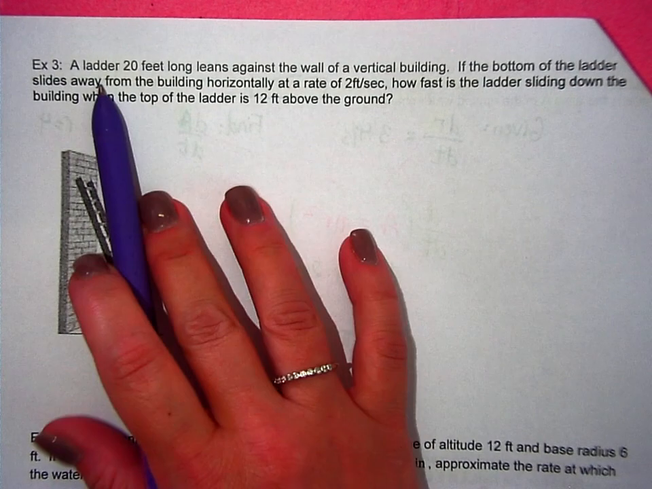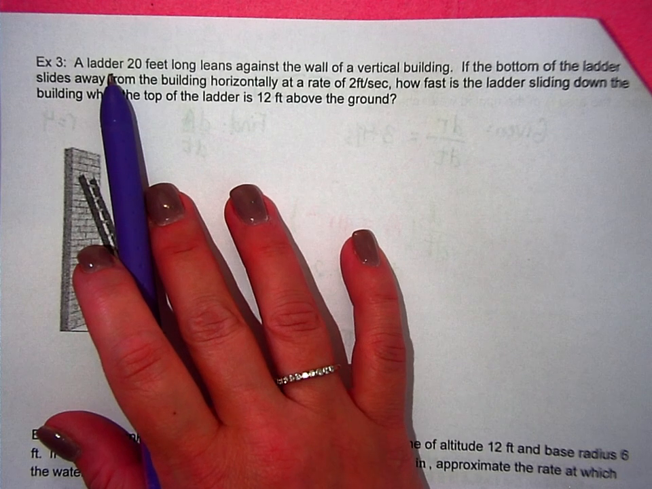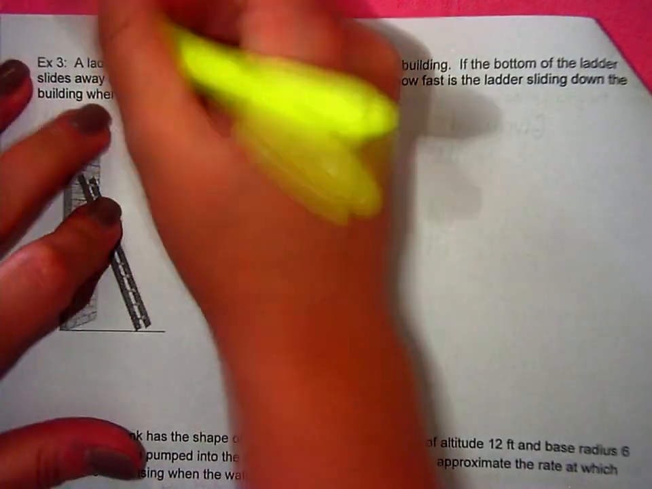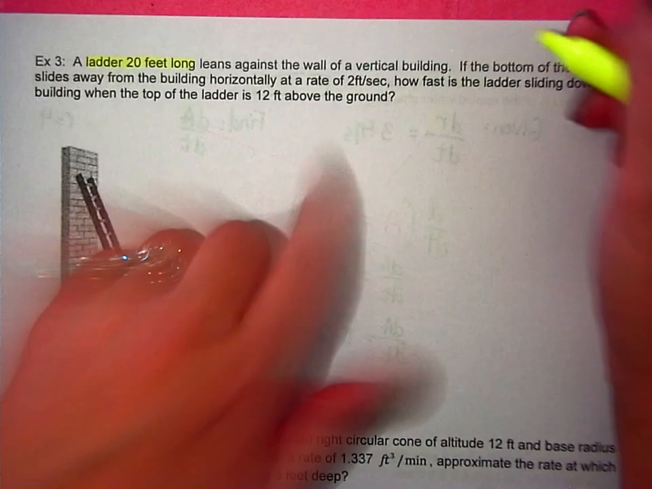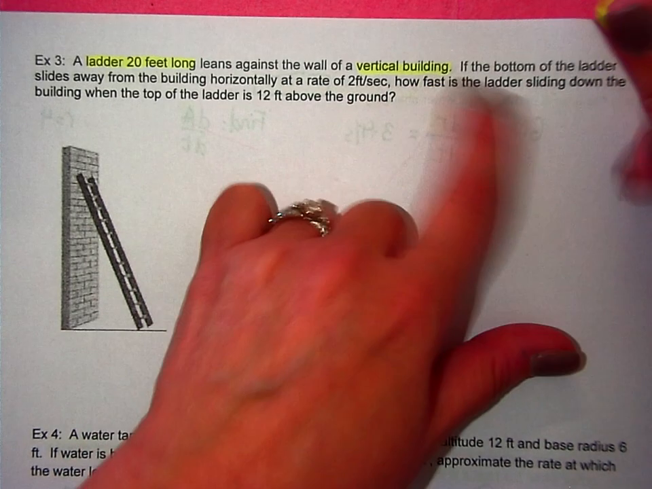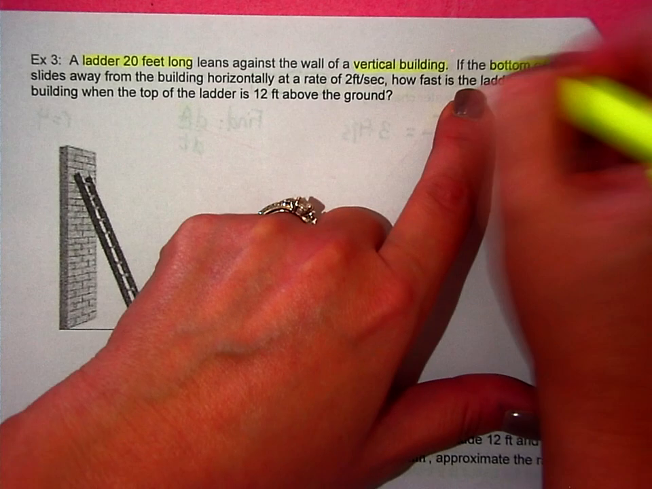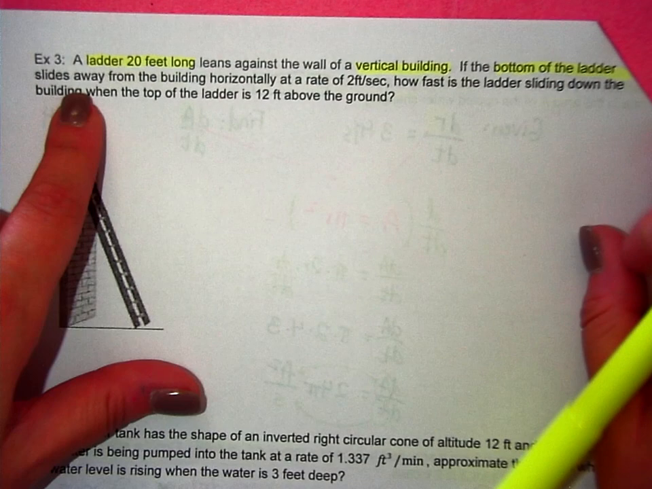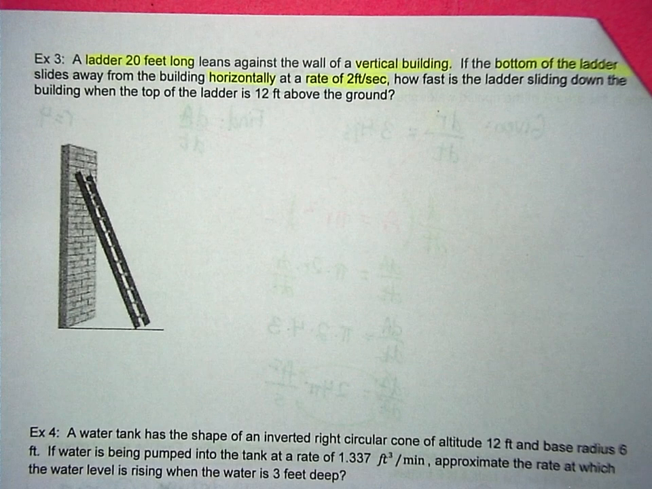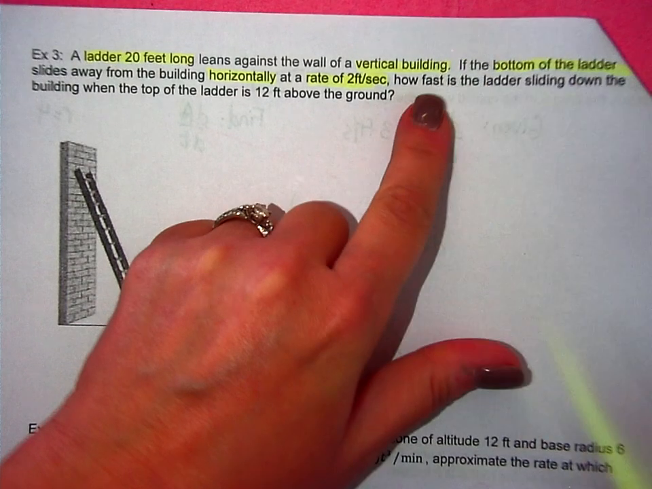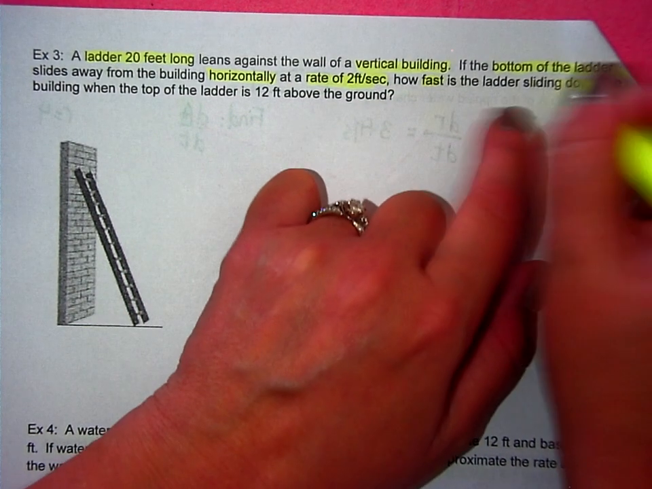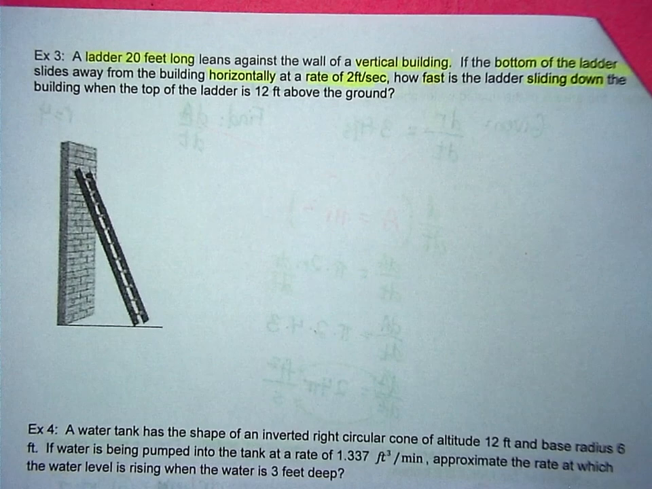We've got that this ladder is 20 feet long. It says that the building is vertical. That's a little bit helpful. Most buildings are. If the bottom of the ladder slides away, okay, so that description helps us decide about what to name this rate, okay, horizontally at 2 feet per second. How fast, that's an indication that we're finding a rate. Is the ladder sliding down the building? That is really important. When the top of the ladder is 12 feet above ground. Okay, so that last little bit tells us when we're making the calculation.